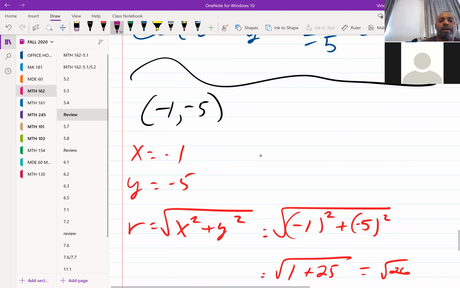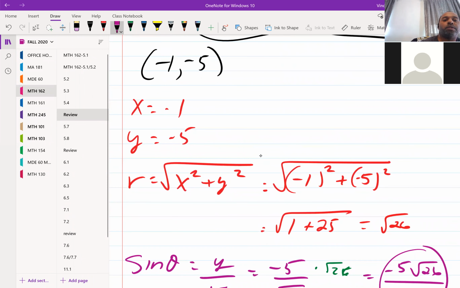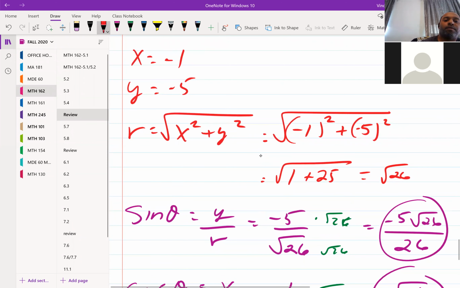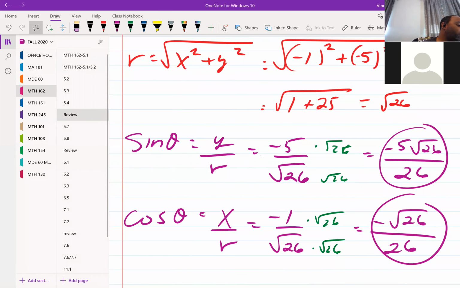All right, so going back, we have -1, -5. x is -1, y is -5. Find r by doing the square root of x squared plus y squared. So that's -1 squared plus -5 squared, which is 26 under the radical. And now we're plugging in, trying to establish what our 6 trigonometric identities are.